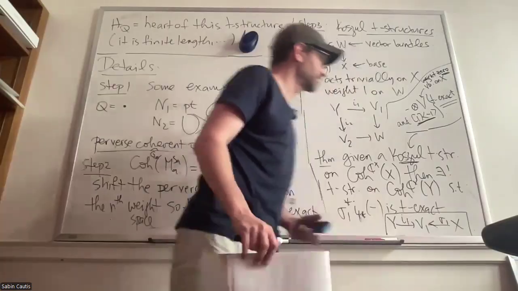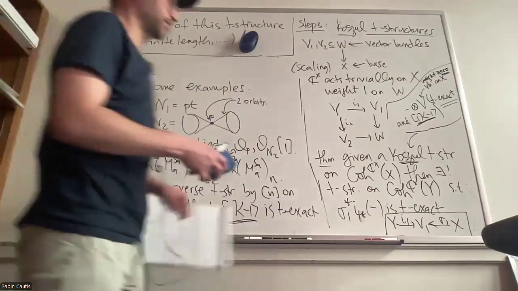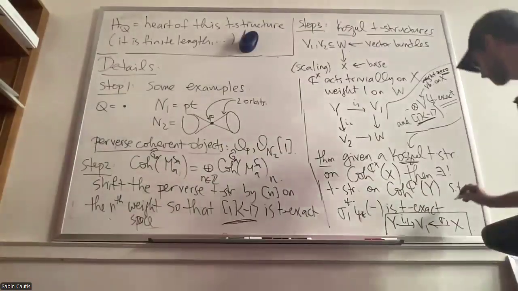And X was NA. Is the sigma 1 the zero section? That's right. Sigma 1 is the zero section. Yeah. Thank you.